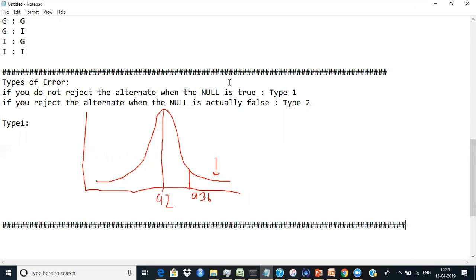No, type 2 you cannot calculate in this way. Type 1 is easy to understand. Type 2 is not that easy to understand using this distribution. Type 1 is easy to understand. Yes, anything else? So can we do a practical question in calculation of type 1 error?